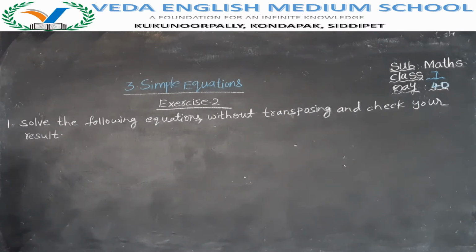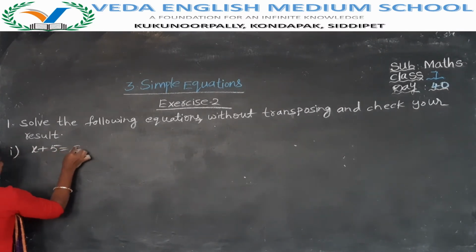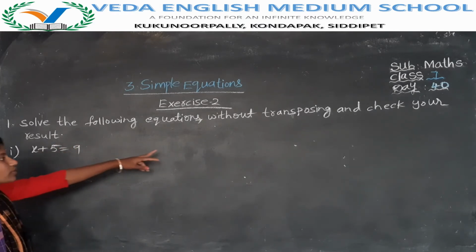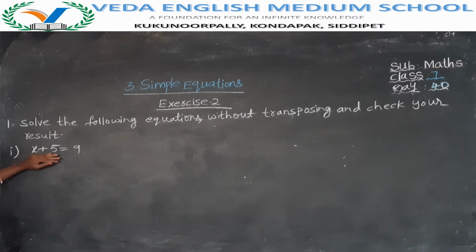First question: x plus 5 is equal to 9. Here they said that without transposing. Should not transpose here. Then what do you have to do? In LHS side, we need only x. But here what is the extra numerical number? Plus 5. So we have to remove plus 5.